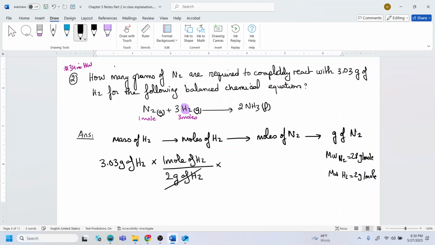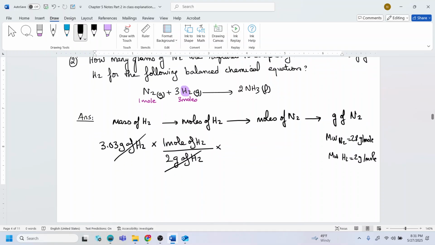So I am done with this. The grams and the grams cancel out. I introduced the moles of the hydrogen. Now I need to relate the moles of the hydrogen with the moles of the nitrogen. So I need to cancel the moles of the hydrogen, introduce the moles of the nitrogen. I know that for every 3 moles of hydrogen, I am reacting it with 1 mole of nitrogen.